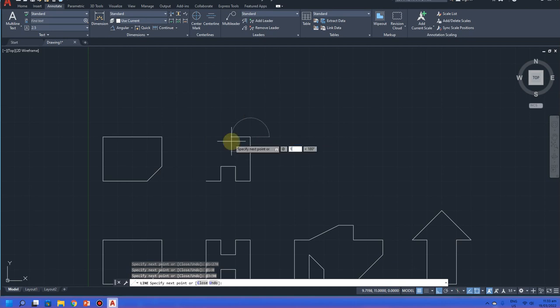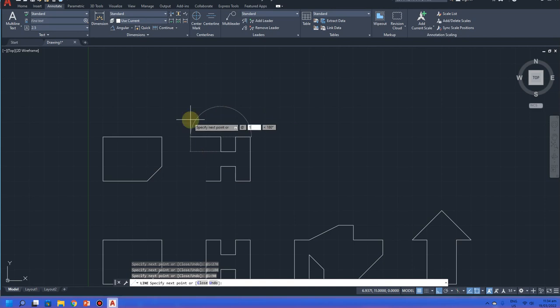Distance is 1, angle is 180. At distance 1, angle is 270. At distance 1, angle is 180. At distance 1, angle is 90.